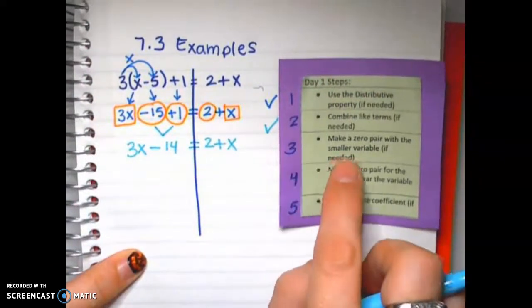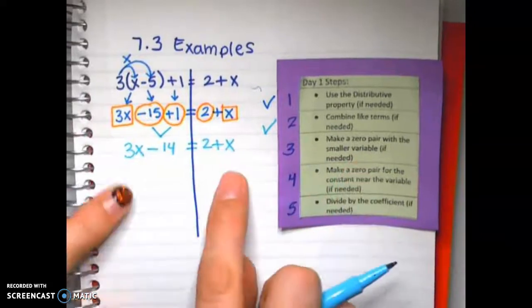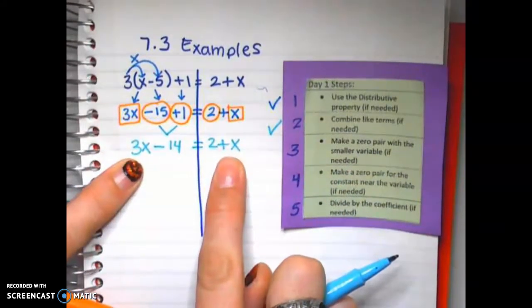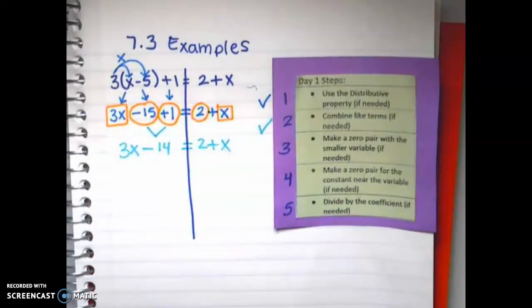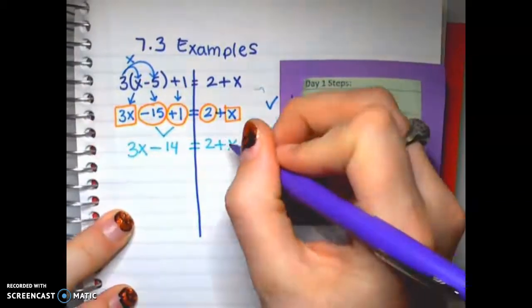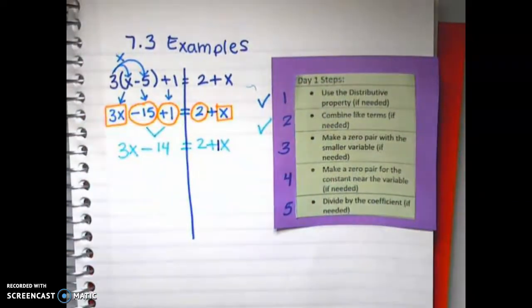It says make a 0 pair with the smaller variable if needed. So I see that there's 2 variables here. One is 3x and one is x, or just one. And then some people get confused with that x. Remember, if there's a variable all by itself, it just means there's a 1 here. There's always a coefficient of 1 to the left of every variable if there isn't one.